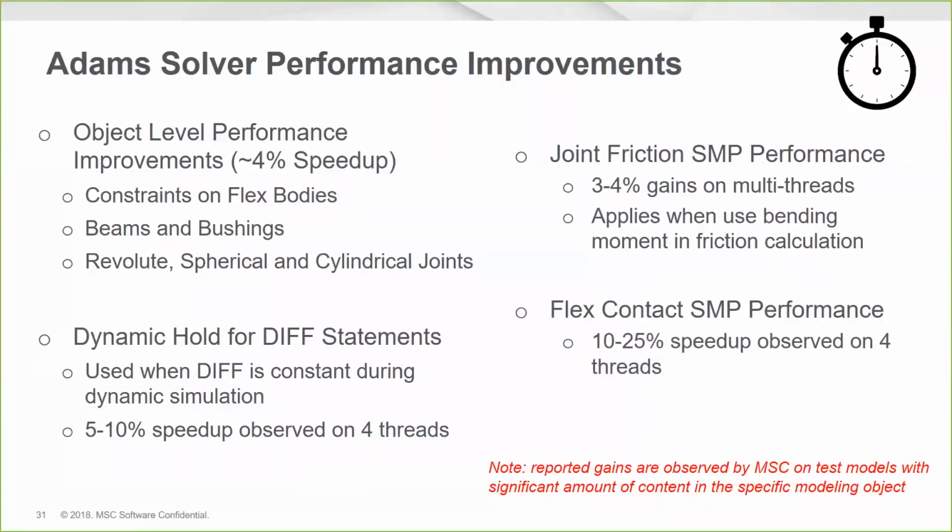And lastly, in terms of Adams Solver performance in 2019.0, Flex Contact with multiple threads has also been improved. Again, on some models that we've seen dominated by flexible body contact, we've seen 10 to 25% speed ups across 4 threads.